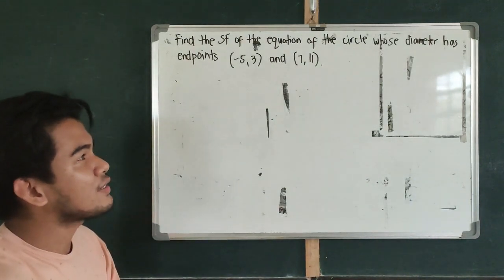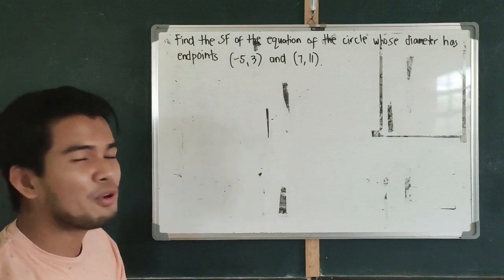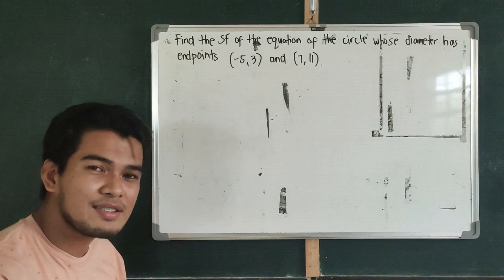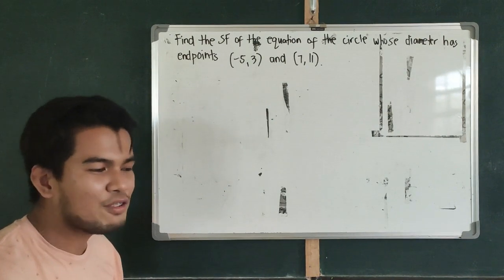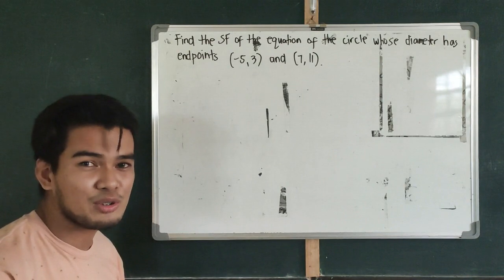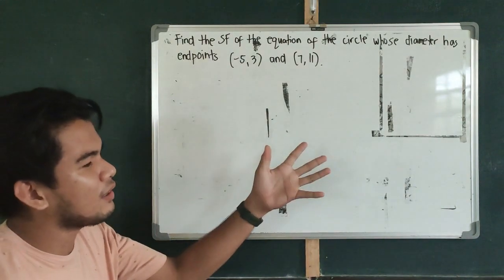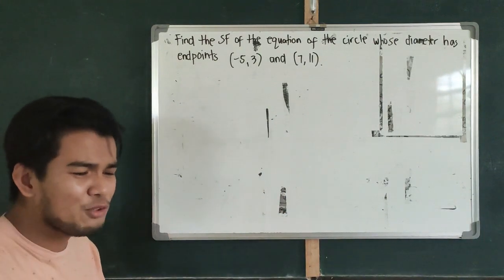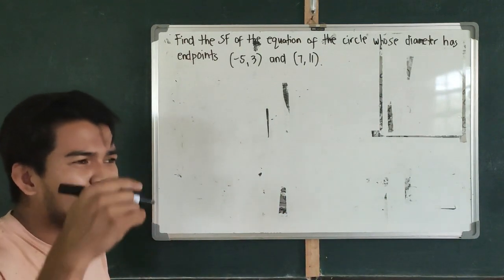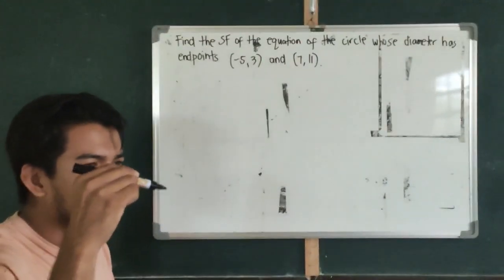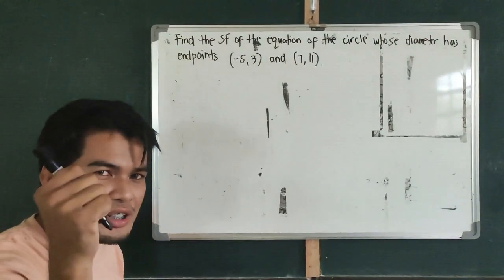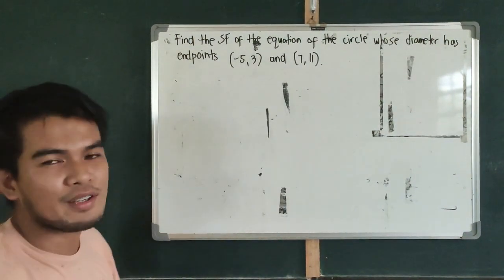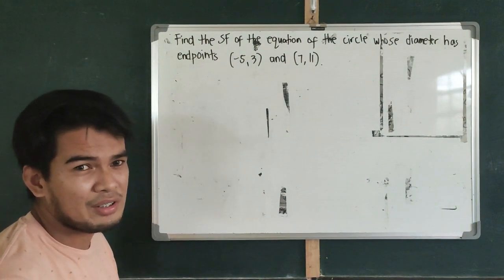Since the diameter is given, what is half of the diameter? Half of the diameter of a circle is the radius. When we divide the diameter into two equal parts, one of those parts is the radius, and the midpoint of the diameter is our center. So let's first identify the midpoint of the diameter.